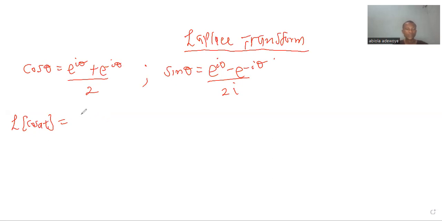What does that mean? It means by the definition of the Laplace transform, we have the integral from 0 to infinity of exponential minus st multiplied by a function of t. And what is the function of t? We have what?